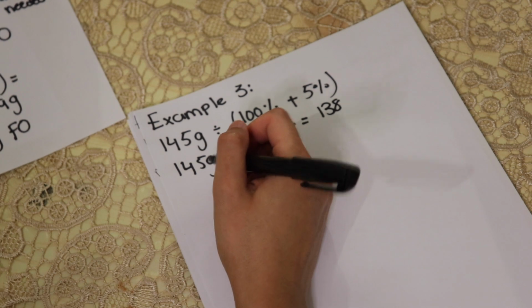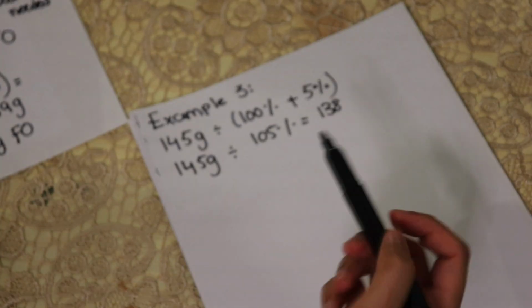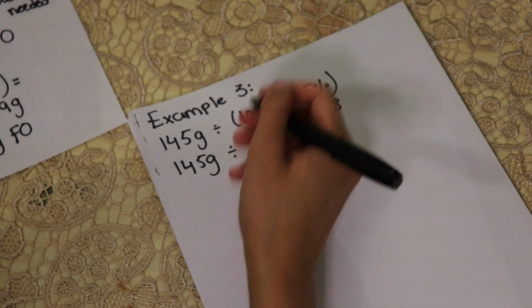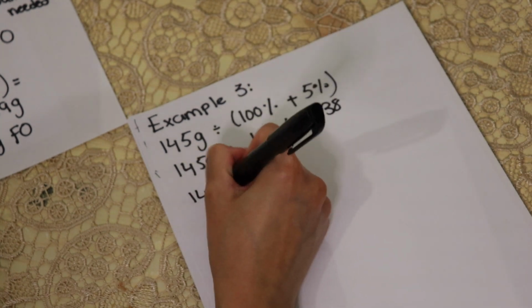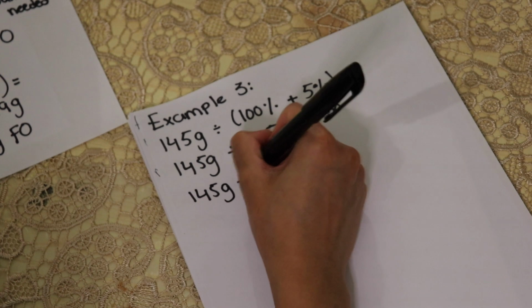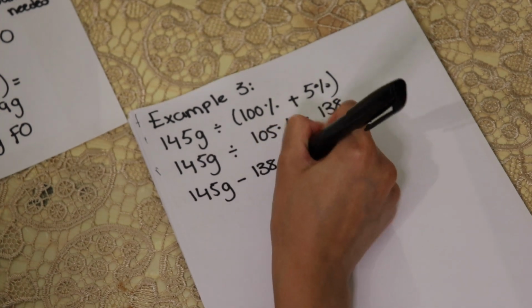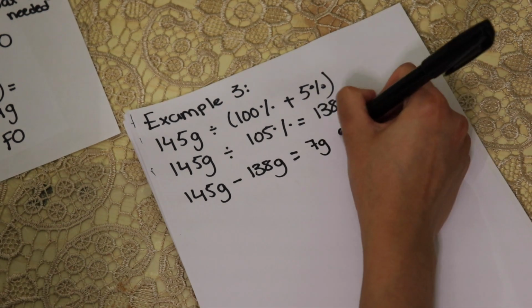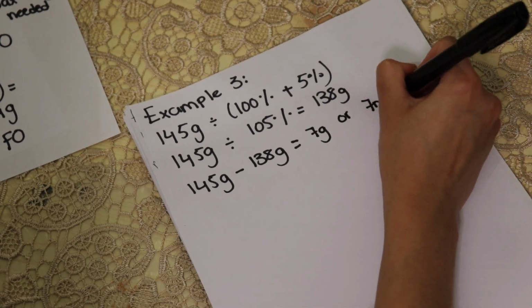And then I'm gonna move on. I wanna figure out how much essential oils or how much fragrance oil I need for 5%. So I'm gonna go ahead and do 145 grams, take away 138 grams, and that gives me 7 grams or 7 ml of essential oil.